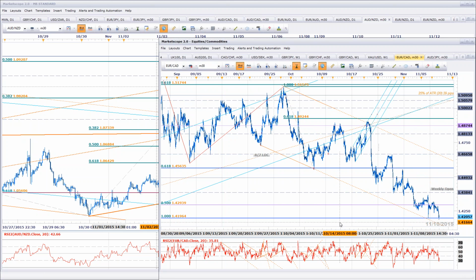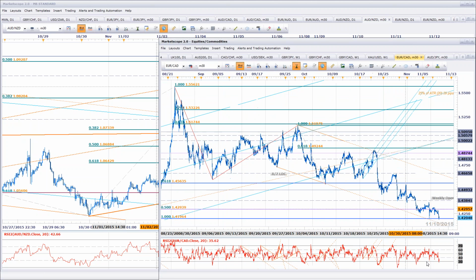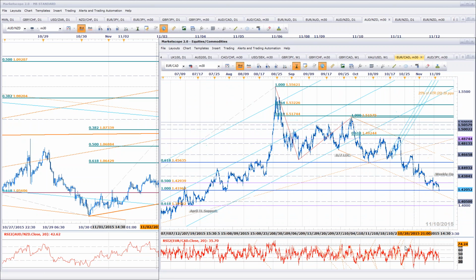Long story short, you're looking at basic trendline support. You're looking at 100% extension. That comes in at 41.96. You're basically looking at 42. We're trading there right now.